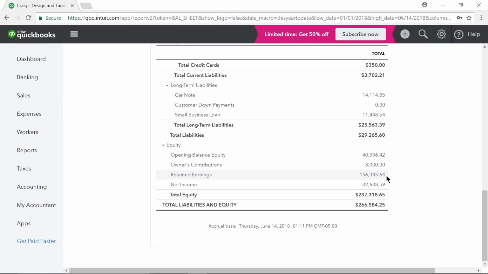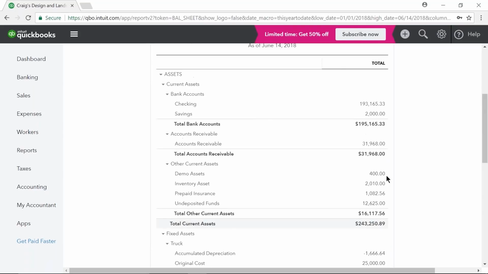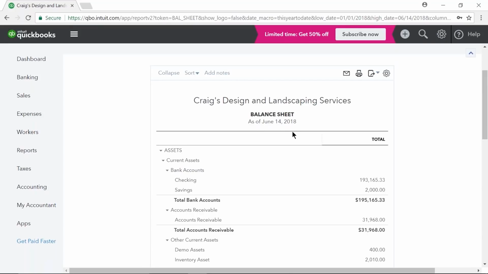Now, a lot of people ask me, what sorts of transactions do we need to enter at the end of the year? What sort of year-end journal entries do we need to make? And my answer is always probably nothing, because QuickBooks Online does this for us automatically. Right now, we're looking at this balance sheet from the point of view of today. We looked at the as of date up here. It says as of June 14, 2018.